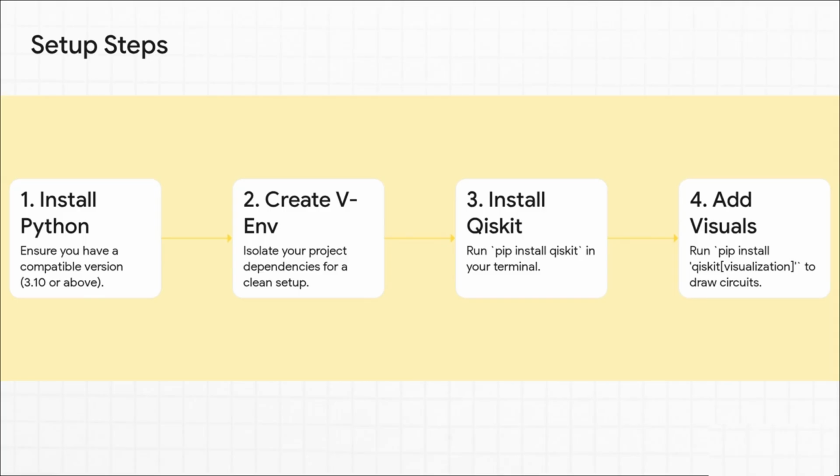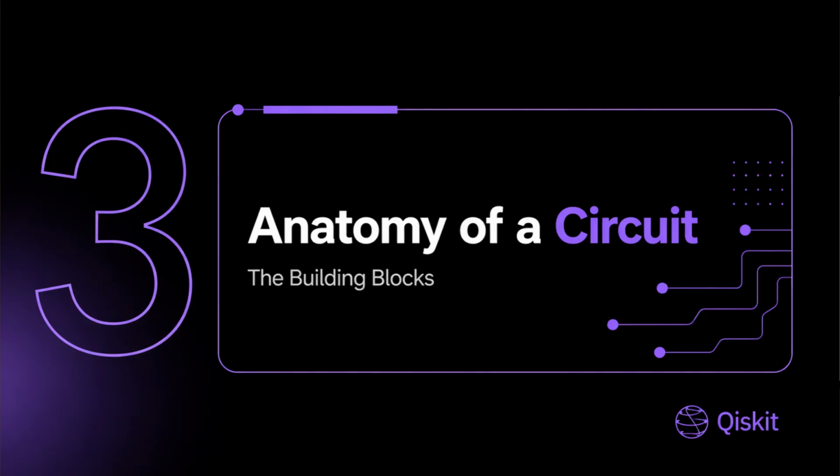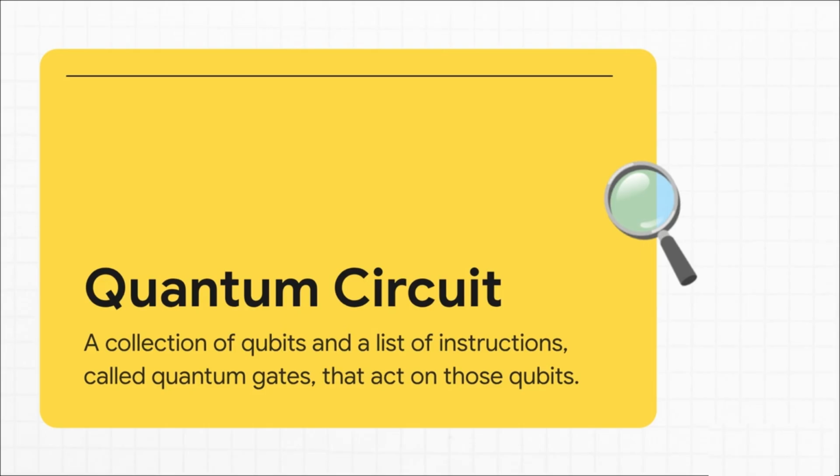With our tools ready, it's time to get to know the fundamental unit of any quantum program, the quantum circuit itself. The best way to think of a quantum circuit is like a recipe. It's a set of instructions for your quantum computer. You start off with your ingredients, which are the qubits, then you apply a series of operations called quantum gates to change them. And in these diagrams, time always flows from left to right.